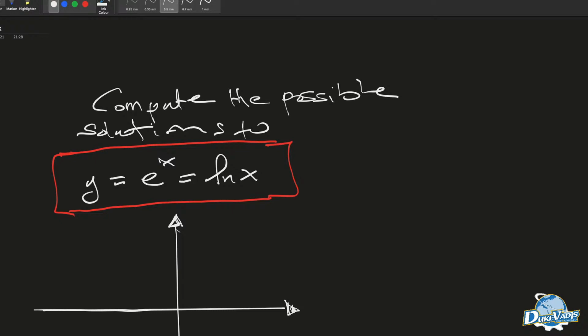We have a possible equation that is a bit marvelous, wonderful. The question is to compute the possible solution to the equation below. Our equation tonight is given as y equals e raised to the power x equals natural log of x. If we look at this question, so many things come into mind. We are looking for the possible solutions to these equations. So what may be the possible solutions to this equation?